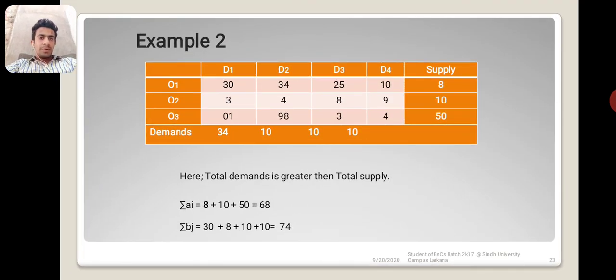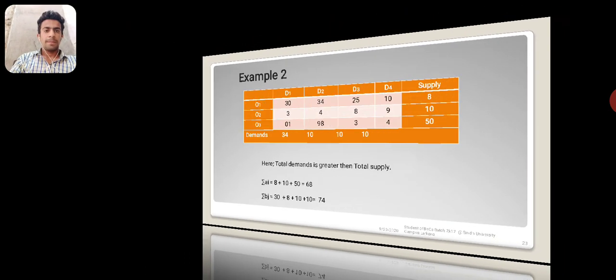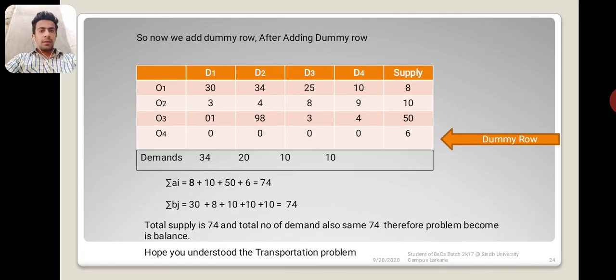In example 2, total demand is greater than total supply. The sum of Ai is 8 plus 10 plus 50, which is 68, and the sum of Bj is 30 plus 8 plus 10 plus 10 plus more, which is 74. So now we add a dummy row. After adding the row, total supply is 74 and total demand is also 74, therefore the problem becomes balanced.